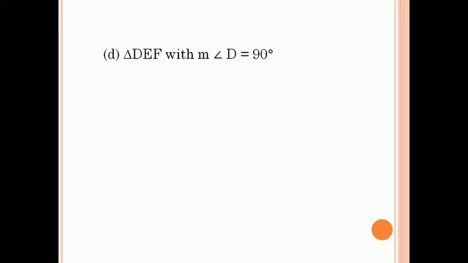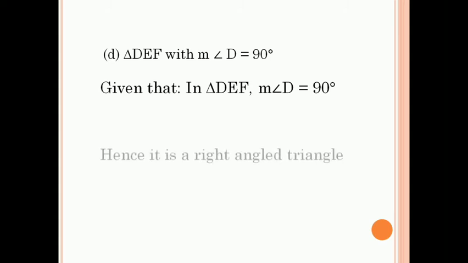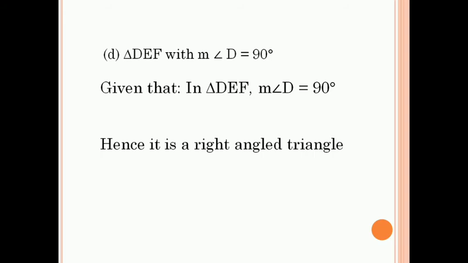D: Triangle DEF with measure of angle D equal to 90 degrees. So given is, in triangle DEF, measure of angle D is 90 degrees. So it is a right angle triangle.